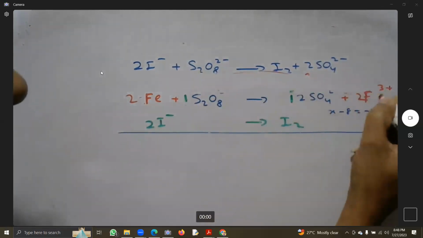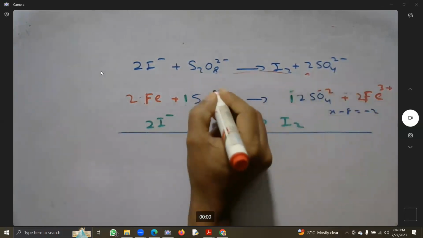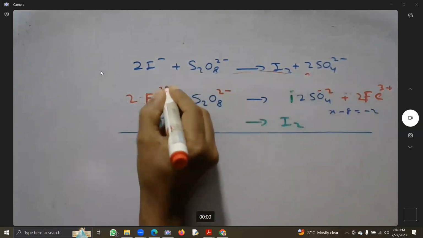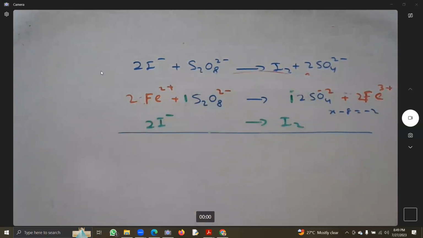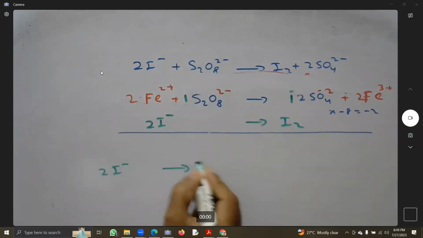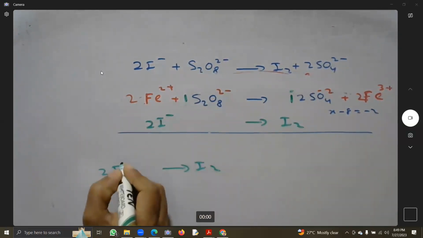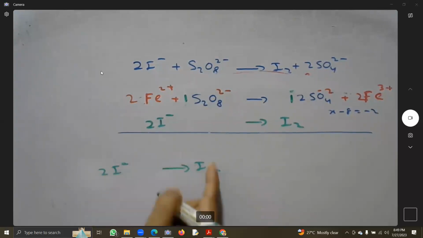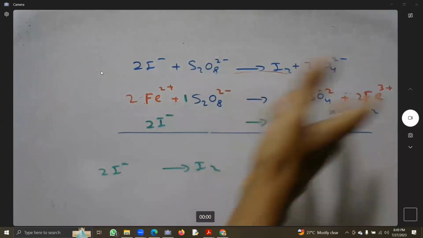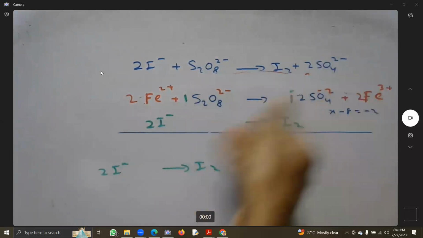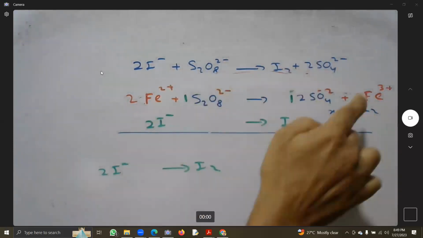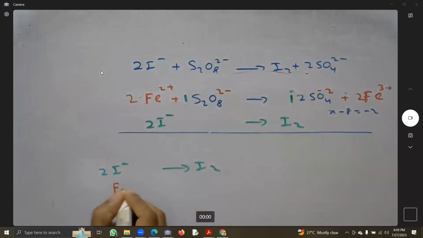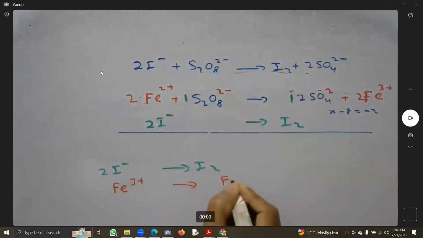That part is done. Now this one also, again, I have to check like this. If I do it the AS level way, I do it like this: 2I minus to I2. First, I have to check. This is going from -1 to 0, which means going under oxidation. Therefore, iron should go under reduction. And another way I can see, either way I want to cancel off iron, it's a catalyst, so it should be cancelled off. It can't be there in the overall equation. So therefore, Fe3+ should be on this side and Fe2+ should be on that side.